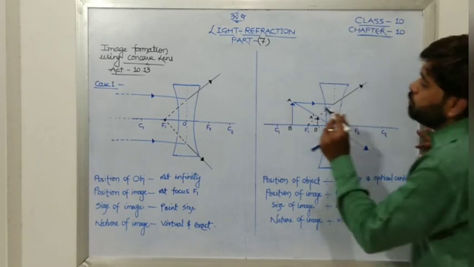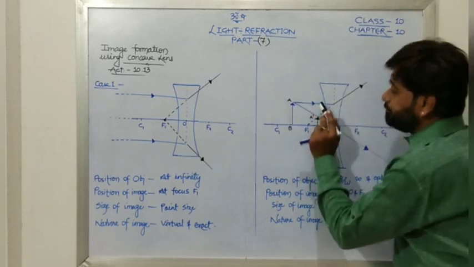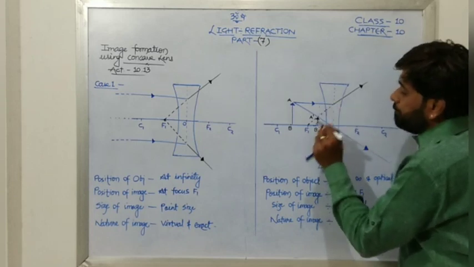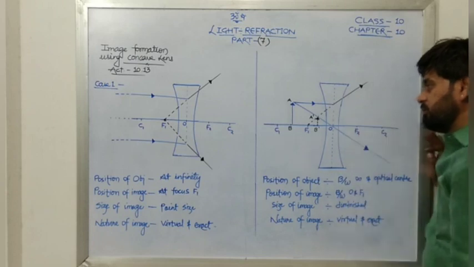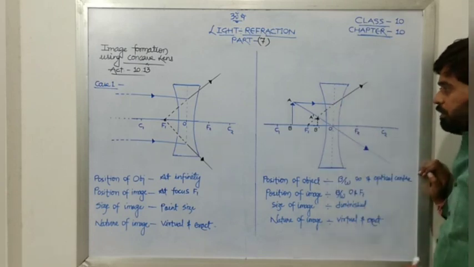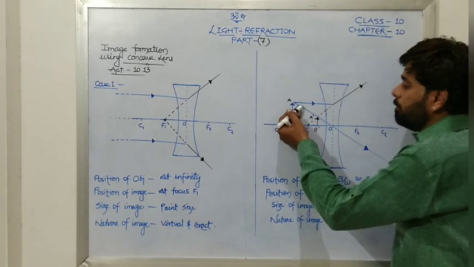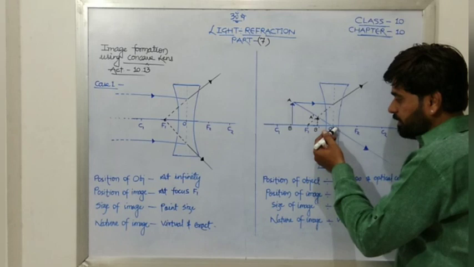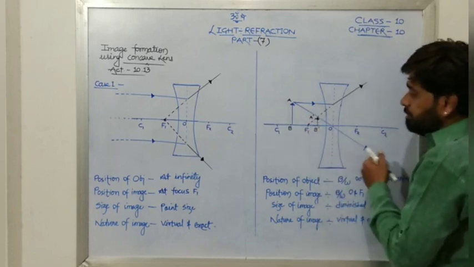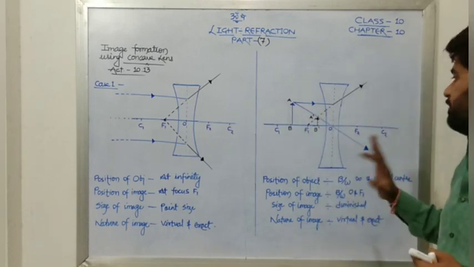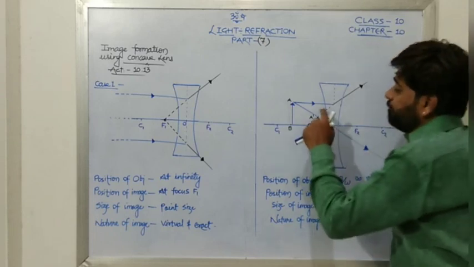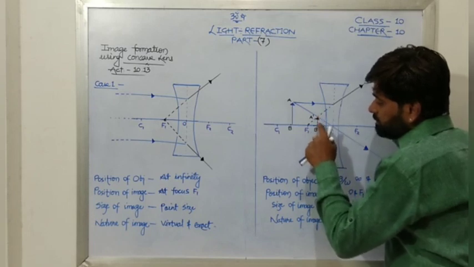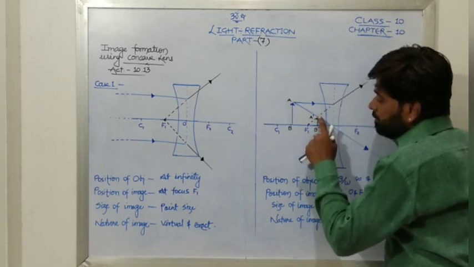Now if I use rule number 1, which says again a light ray parallel to the principal axis, just after refraction it appears to diverge from the focus. Now we need one more ray, so we use rule number 3: any light ray which moves through the optical center simply passes, it does not refract. So we get a point here. This is the intersection point, so we see that the image will be formed here.